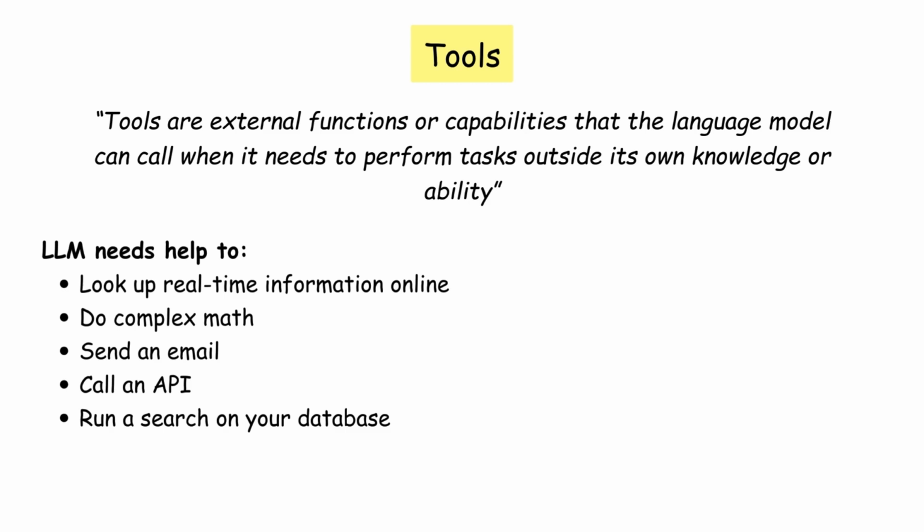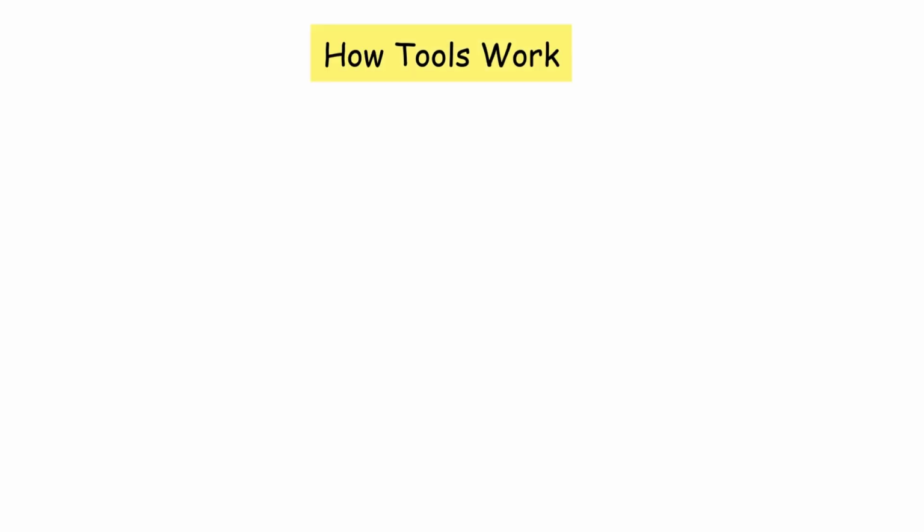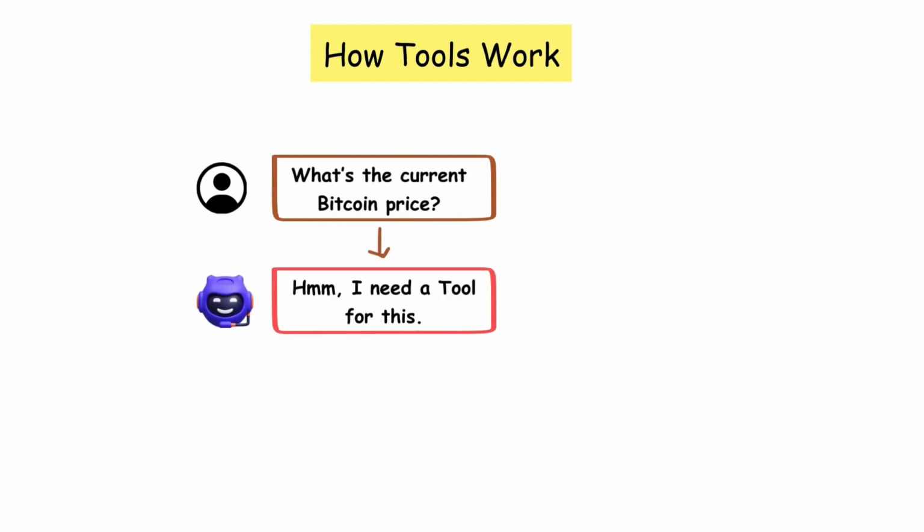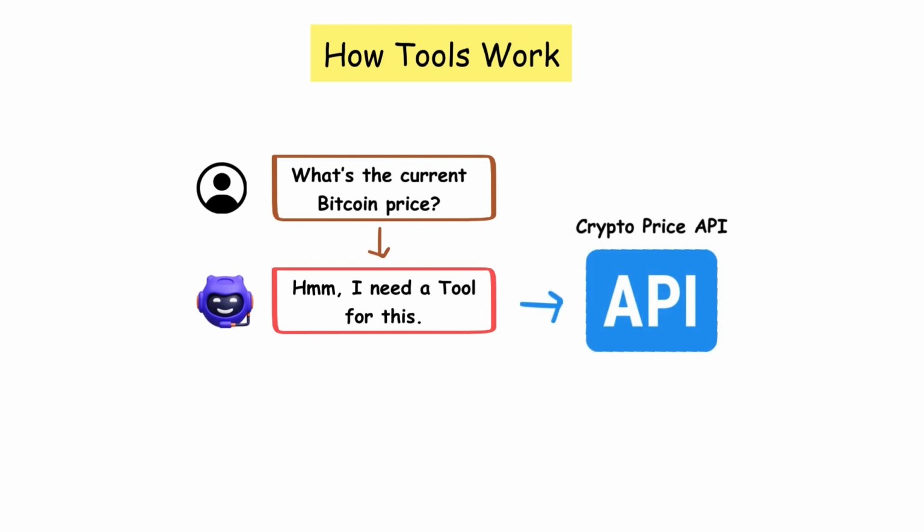LLMs like ChatGPT are trained on a lot of data, but they have limitations. Let's take a look at this workflow. You ask AI something like, what's the current price of Bitcoin? The LLM receives the question and realizes, I really need a tool for this. LangChain lets the model choose the right tool, for example, a crypto price API.